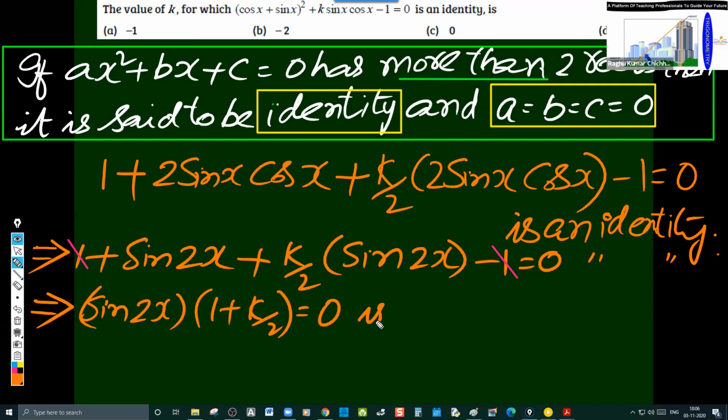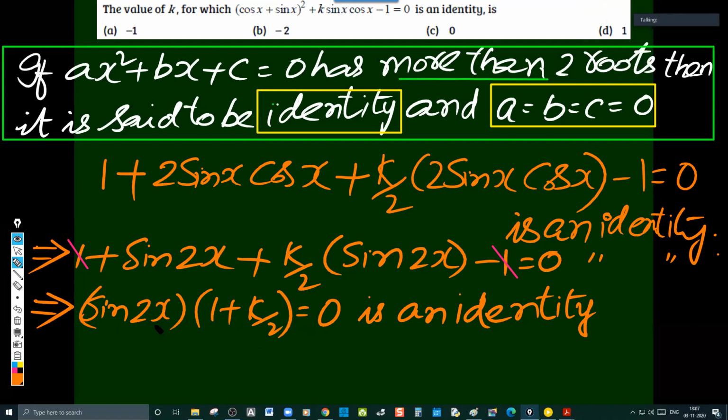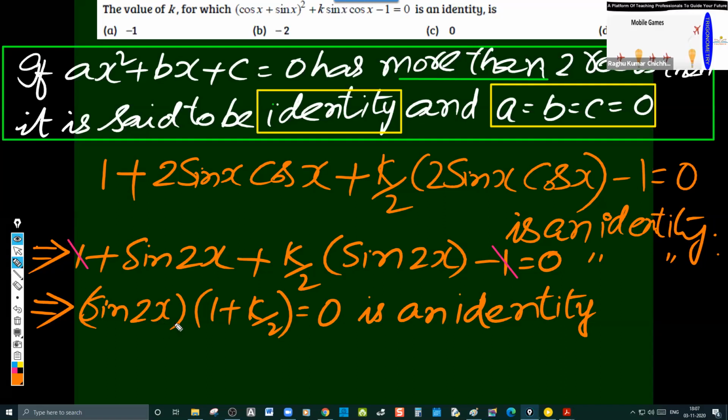It is an identity. Identity means it is independent of x. For example, if I put x equal to 0 here, you will get sin 0, which is 0. If I put x equal to pi, sin 2 pi is 0. But if I put x equal to pi by 4, sin 2 into pi by 4 is sin pi by 2, which is sin 90, equal to 1. That will not become 0. So for all values of x, it won't be 0.